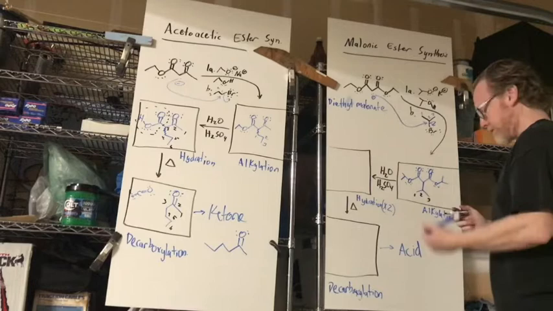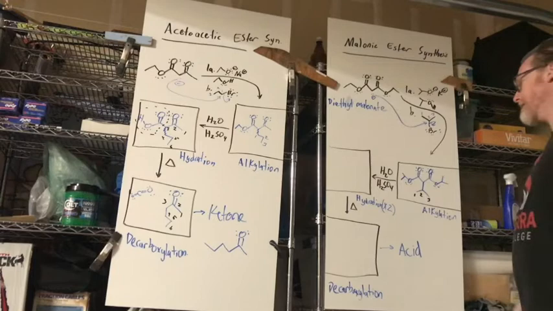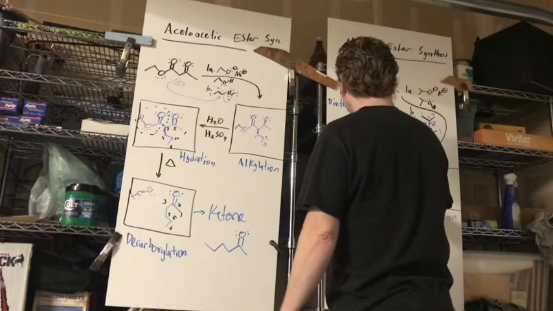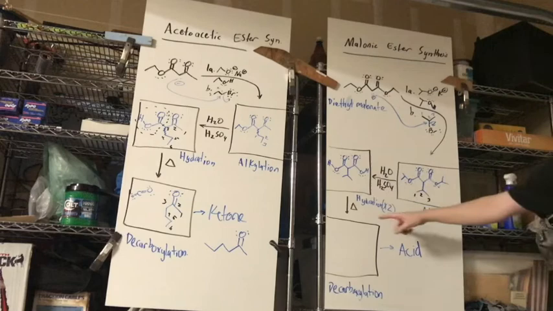Okay. And now I've got esters on both sides, unlike here where I only had an ester on one side. So when I add the acid and water, I add excess, and I hydrolyze both sides, so I get a diacid at this point. So this ester was hydrolyzed to the acid, that ester is hydrolyzed to the acid.